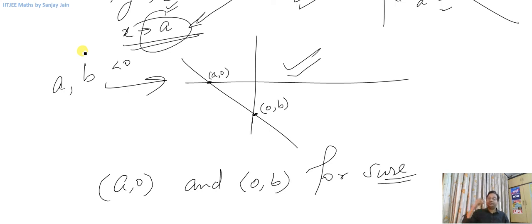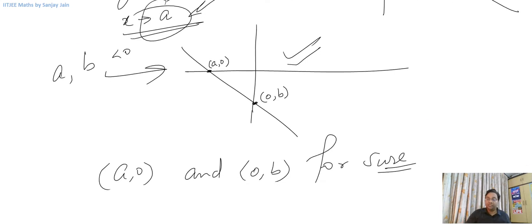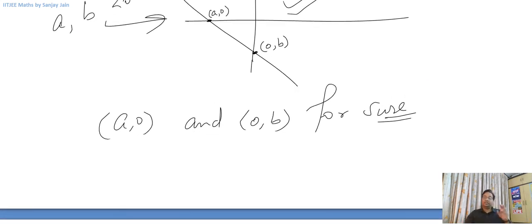Now whether it cuts on the negative side or the positive side, that will decide the sign of a and b, which we are not concerned with at this stage, because the equation will be in the general form, whether a has got a positive sign or b has got a positive or negative sign, it won't matter. So these are two points that are given. So what will be the slope of this line?